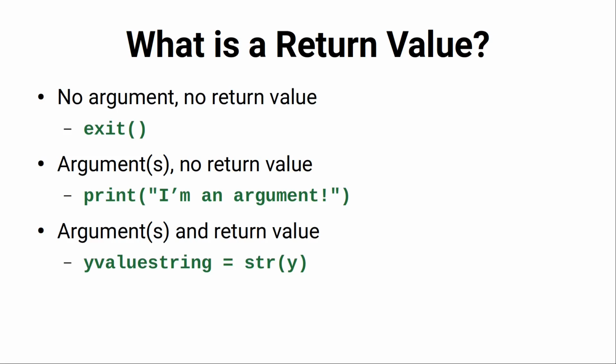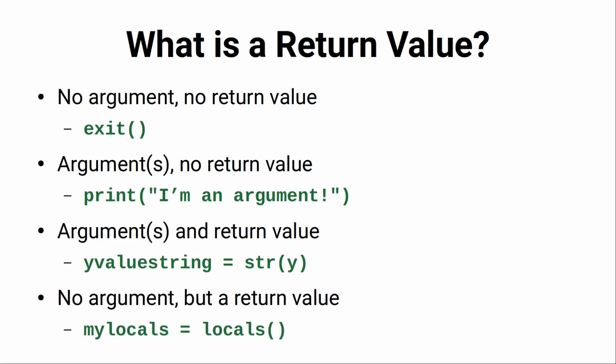in the shell. There are also functions that don't take arguments for input but still have a return value, like locals, which will give you a list of all the local variables you currently have defined. Even though it doesn't have arguments, we still need the parentheses to tell Python that we are calling a function. Let's go back to Thonny and try that in the shell.